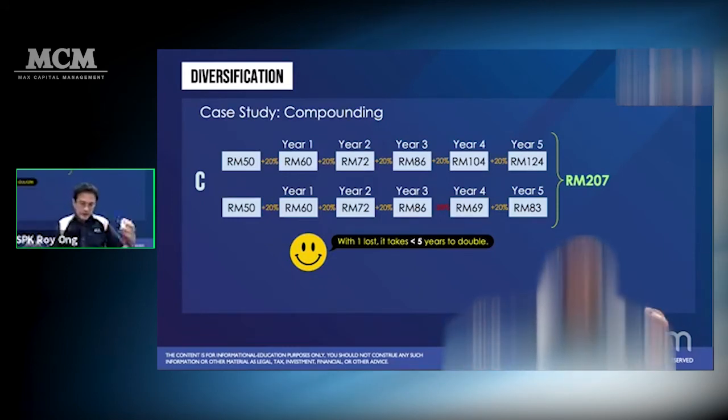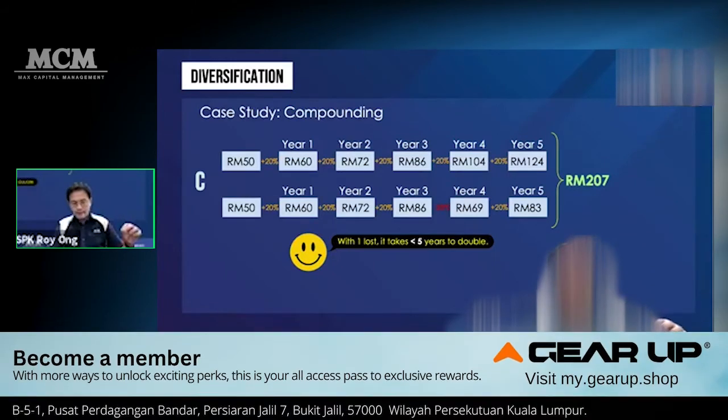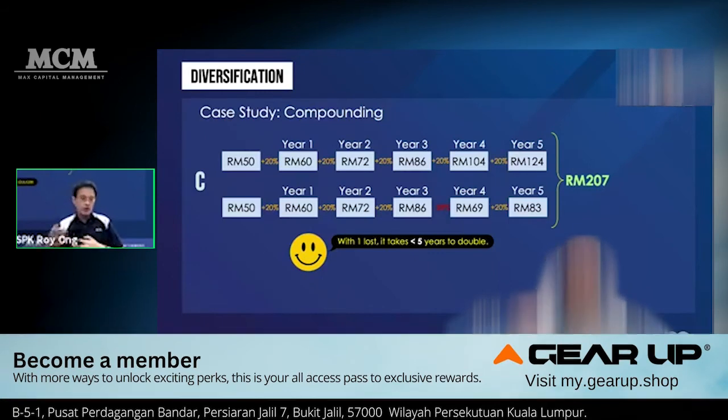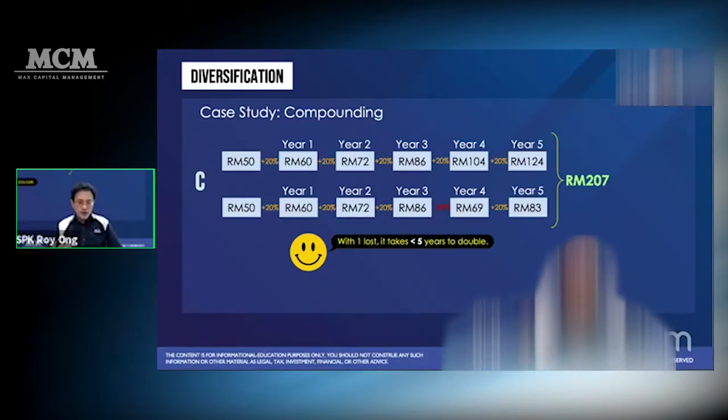What diversification means is that he wants to enjoy the compounding. That's why my case study is about compounding. He wants to enjoy the compounding, but at the same time he doesn't want the compounding to reversely take advantage of him, because if you use compounding to your own advantage, it can grow your wealth. But if compounding works in reverse against you, your wealth will reduce very significantly.